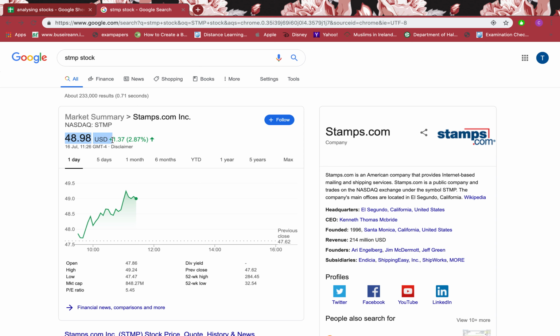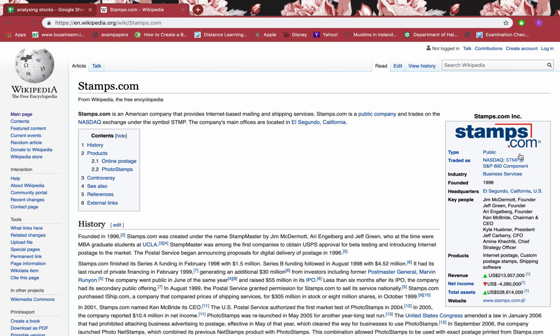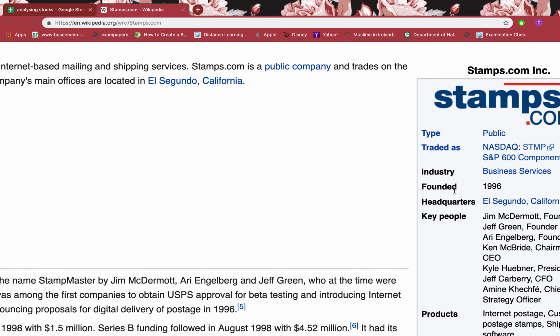The price of one stock is currently $48.98, and the company was founded in 1996. And if it's not written outside, I can just click on Wikipedia and look at the box, and it says founded 1996.